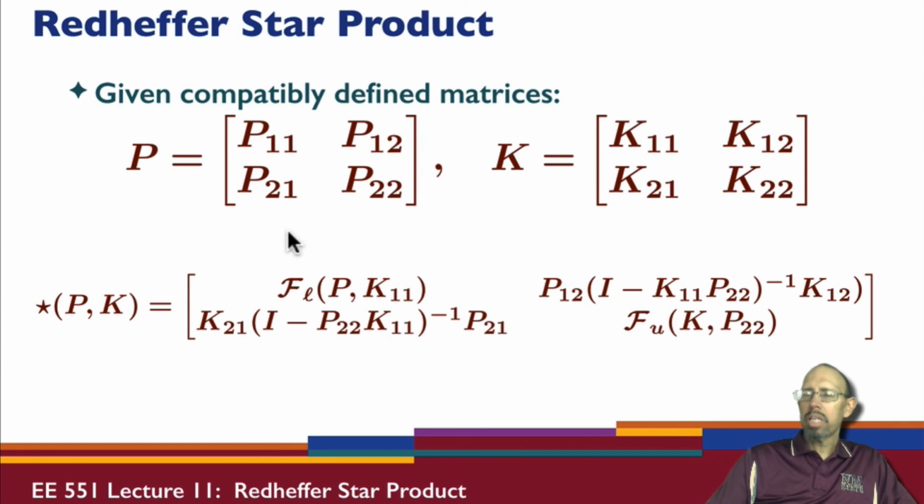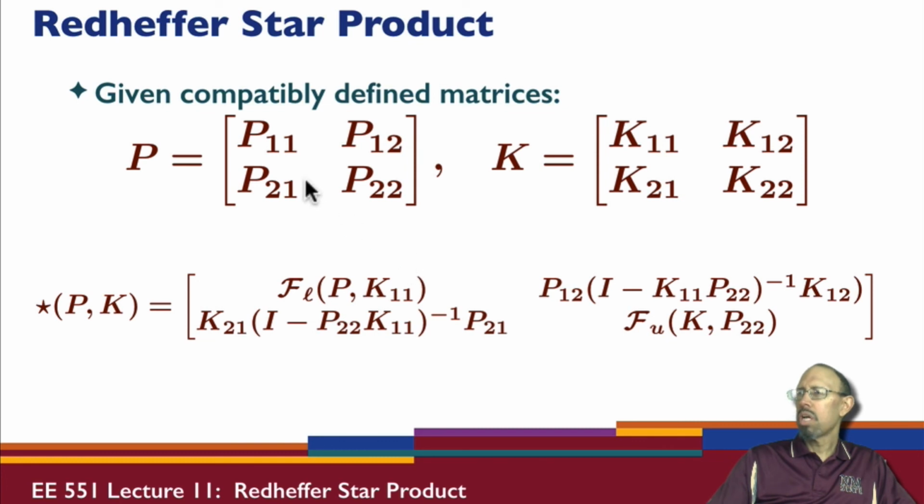We can get really complicated and work with something called the Redheffer star product, where we start with a P matrix and a K matrix of transfer functions. And the star product of these two transfer functions is given by this expression. Notice that it uses the lower linear fractional transformation and the upper linear fractional transformation, and then it has these two other terms.